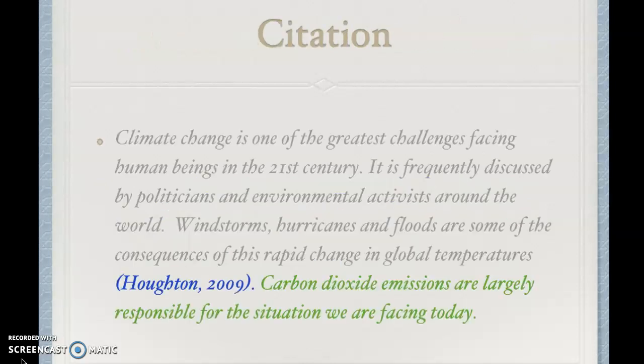Now, how am I going to include this? Well, first time round, I'm going to do this. I'm going to say carbon dioxide emissions are largely responsible for the situation we are facing today. So I'm sort of linking what I'd previously written to what I want to include. So I first want to say, carbon dioxide is responsible. And now I'm going to add the sentence that I read in the book after this green sentence here. So this is like a bridge, and I'm going to add the sentence after it.